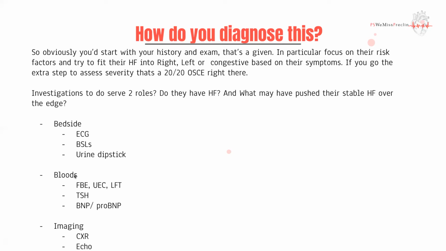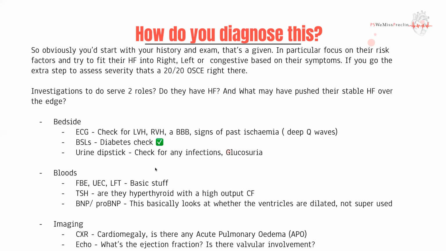In terms of bloods, you can do a baseline blood, but also TSH. If someone is hyperthyroid and has increased cardiac demands, that can throw them into heart failure. BNP versus pro-BNP. Pro-BNP is just a precursor for BNP. Both reflect the same thing. And with imaging, you can do a chest X-ray to look for those lung signs or acute pulmonary edema, and we'll talk about what those signs are in a second, and also an echo to determine what their ejection fraction is. And I've talked about all that as well.